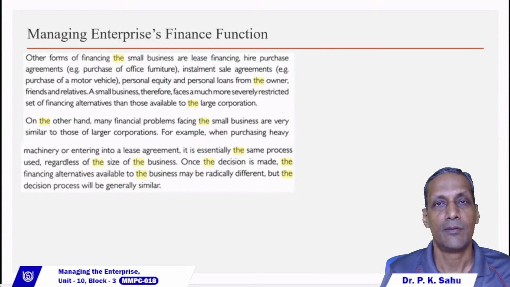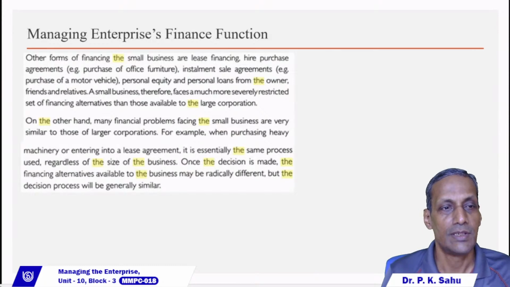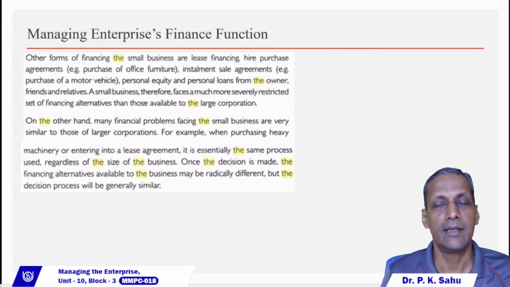For example, when purchasing heavy machinery or entering into a lease agreement, it is essentially the same process used regardless of the size of the business. Once the decision is made, the financing alternatives available to the business may be radically different, but the decision process will be generally similar.